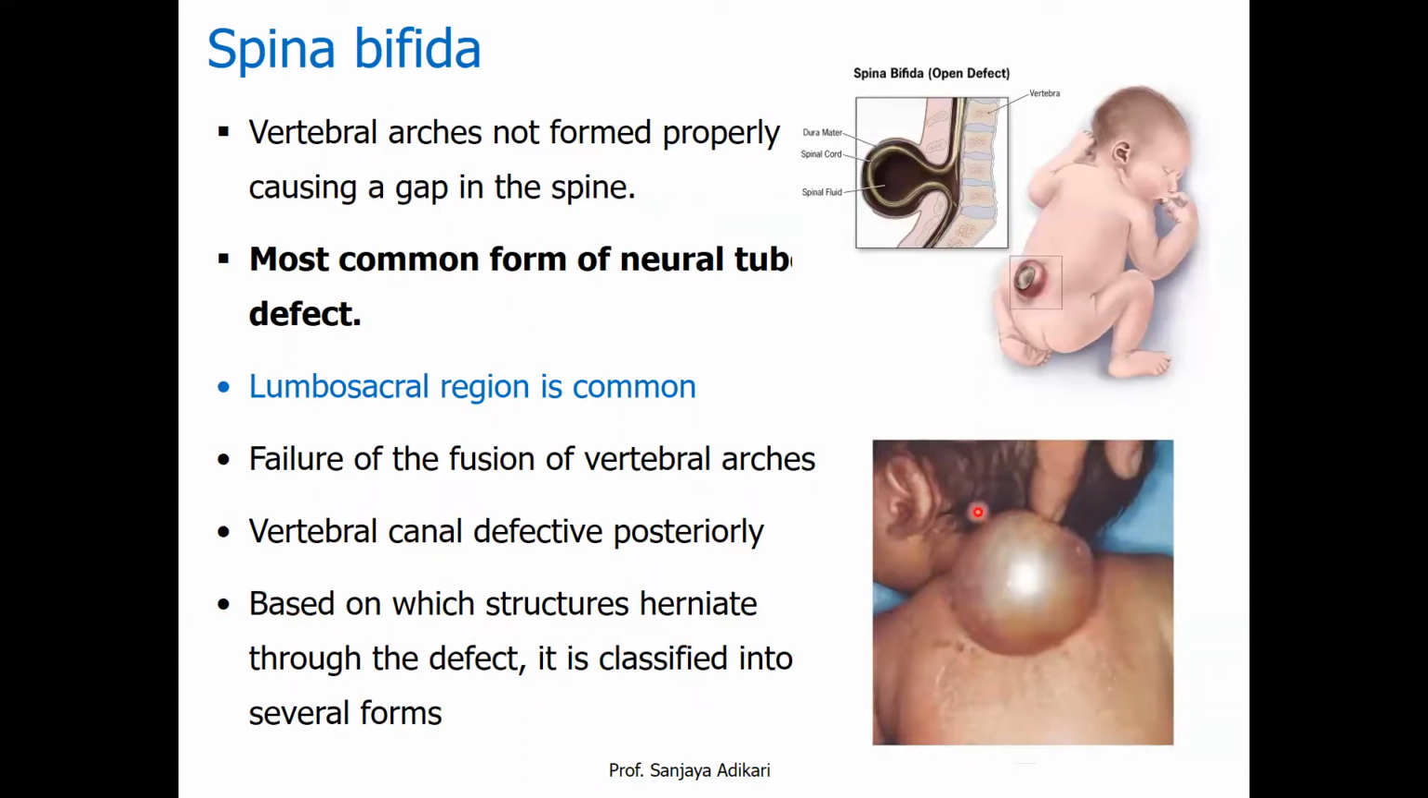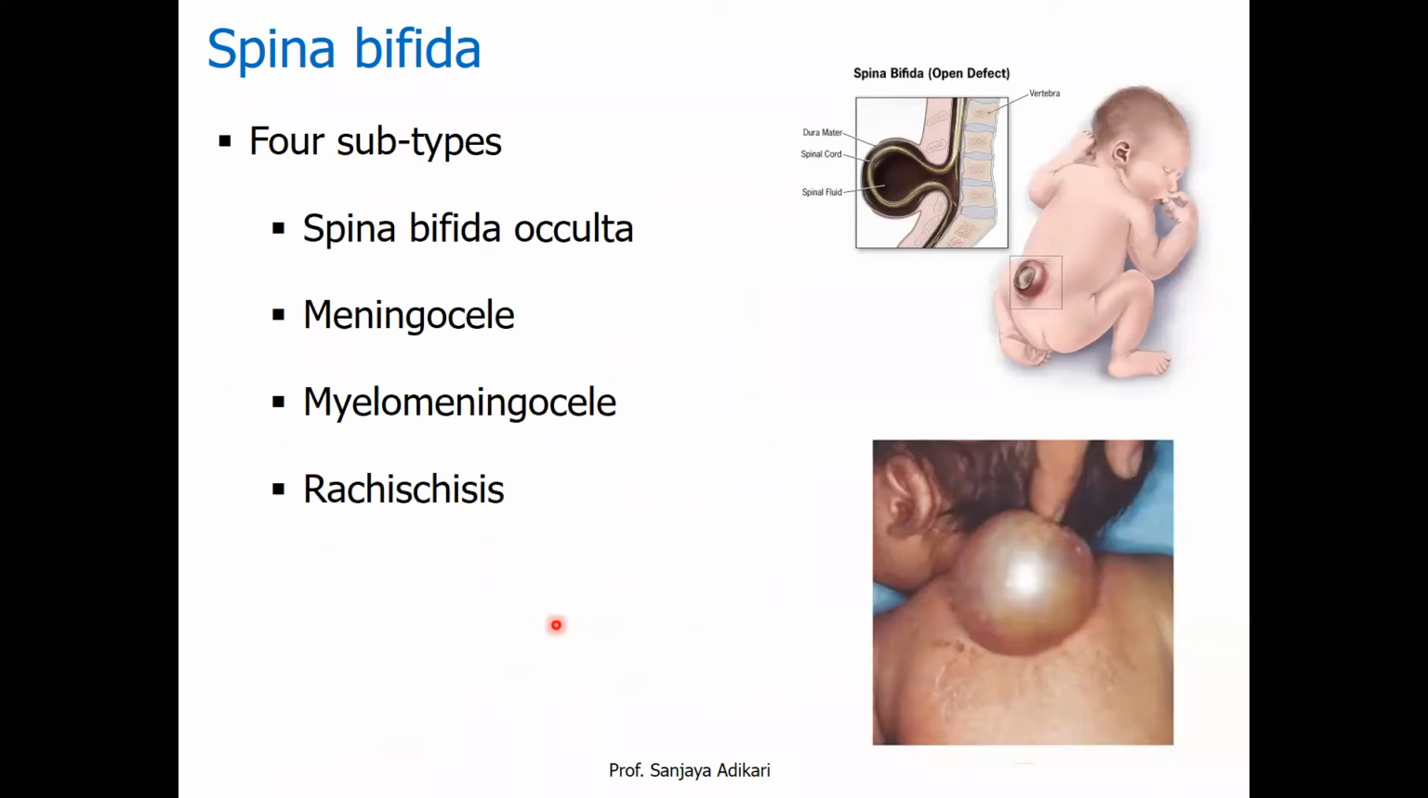Based on which structures herniate through the defect, just like in the meningocele of the head, it is classified into several forms. So these are the four types of spina bifida: spina bifida occulta, meningocele. You remember there was a meningocele in relation to the brain also. Then myelomeningocele and rachichisis. Here, in relation to the brain, you have meningoencephalocele. Here you have meningomyelocele or myelomeningocele, either way. Meningomyelo means the spinal cord. So we'll take one by one.